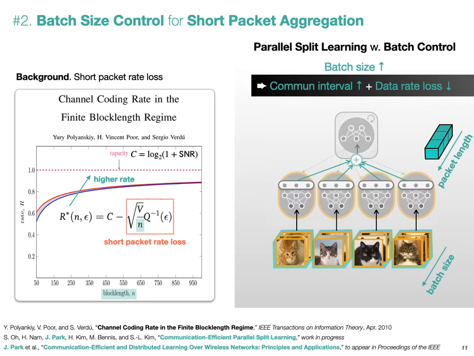Here comes the background. The maximum communication data rate, which is known as channel capacity, is a well-known logarithmic function of signal-to-noise ratio. And this is achieved when the data packet length n goes to infinity.